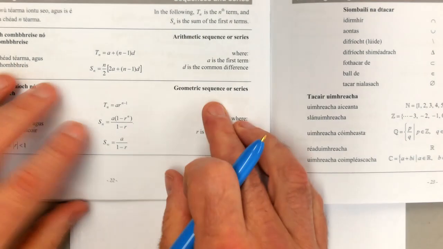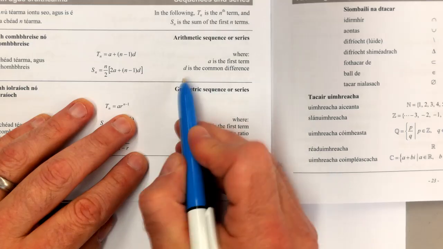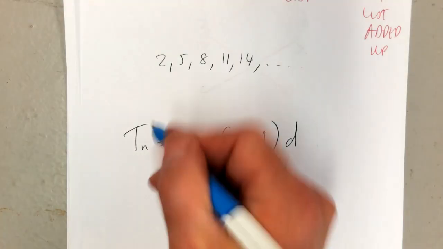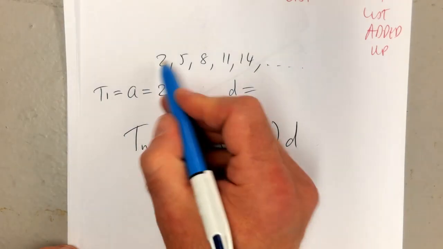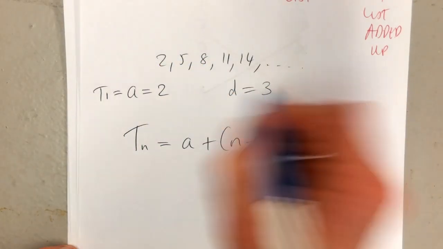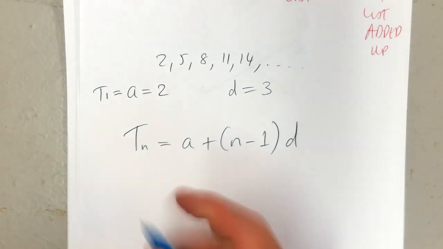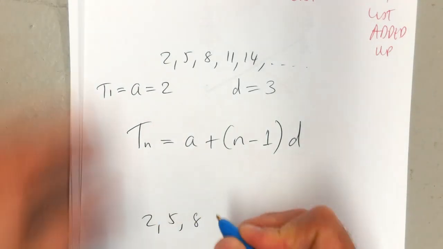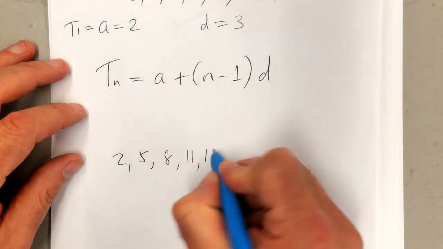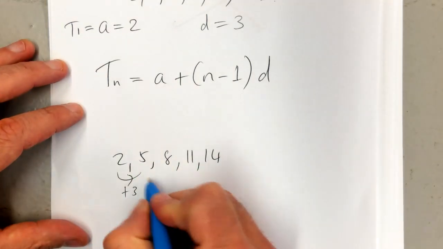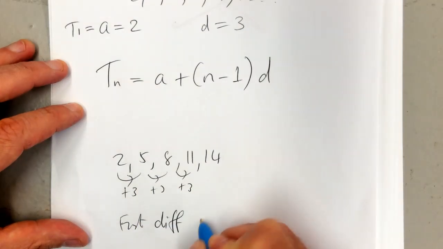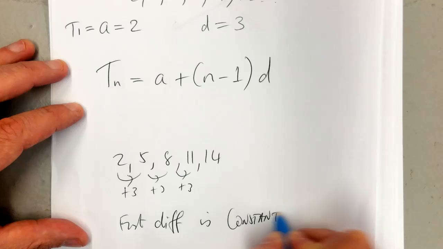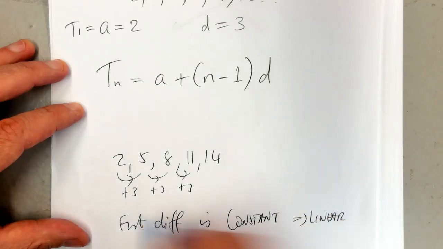It even helps you in the log tables. Look, it tells you that a is the first term and d is the common difference. So in this particular one, a would be 2, also known as T1, and the common difference, 5 minus 2 is 3, 8 minus 5 is 3. It's a linear sequence there. If you were asked to prove that 2, 5, 8, 11, 14 was a linear sequence, you'd show that the first difference is constant, and therefore that means it's linear. If it's not, and you prove that the second difference is constant, it'll be quadratic.